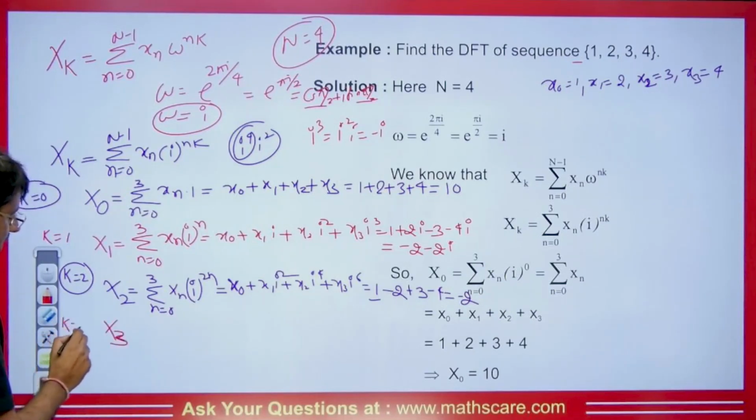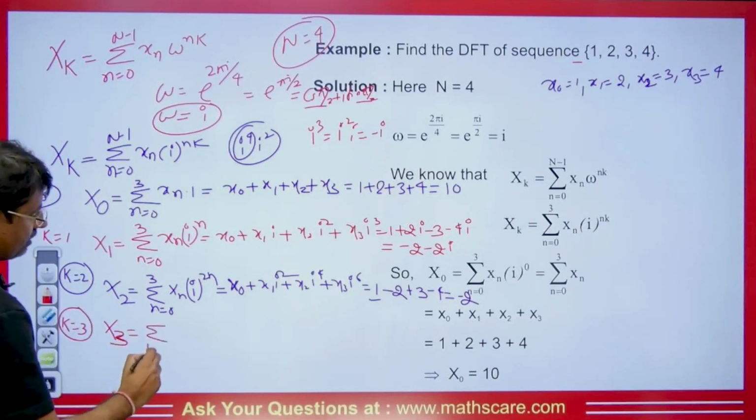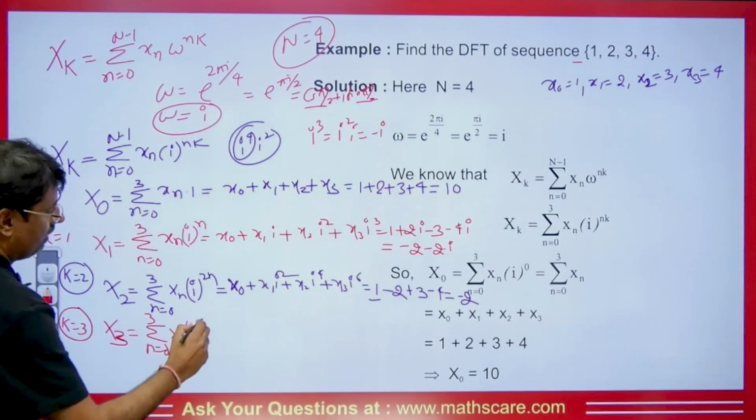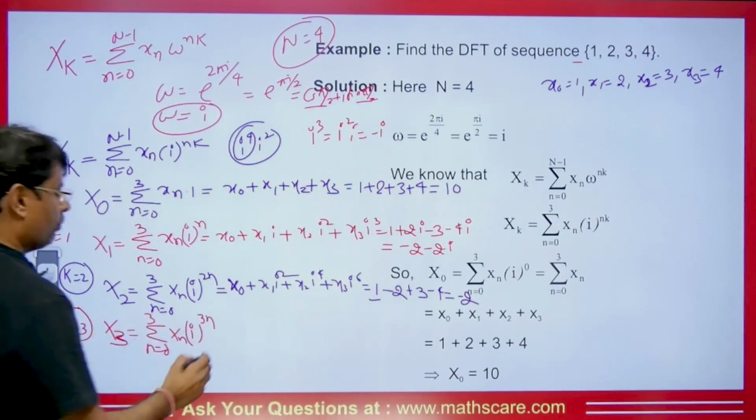In the same way, we will calculate the value of x3 here. What will we put as the value of k for x3? We will put it as 3. When we put 3, it will be summation n is equal to 0 to 3 of xn, iota to the power 3n.